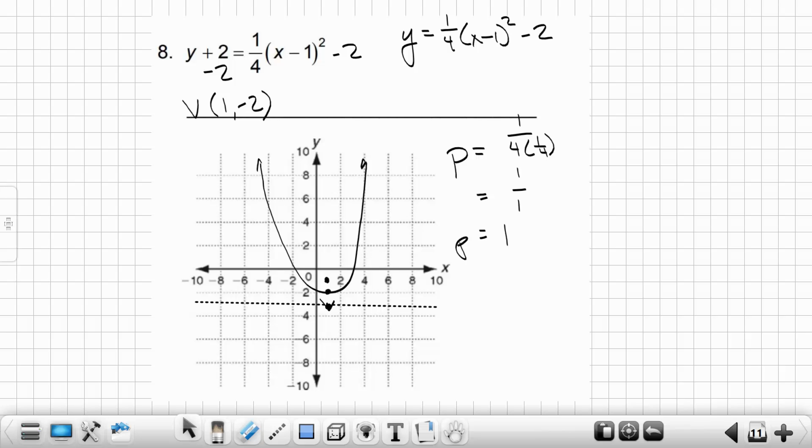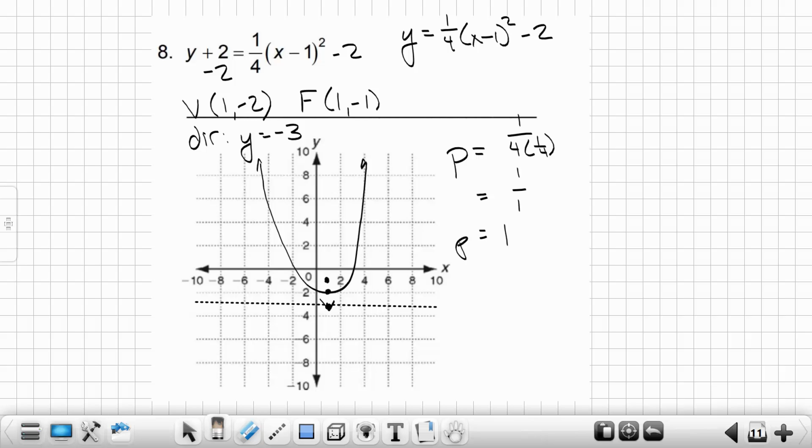Now, the only thing I haven't been answering is what's the axis of symmetry. There's just so much information they want on this one freaking line. So the focus was 1, -1. The directrix, y equals -3. And then it also wanted the axis of symmetry.